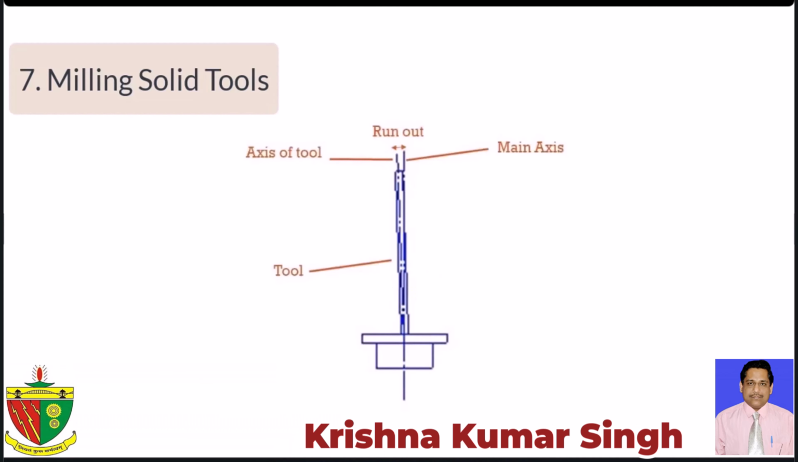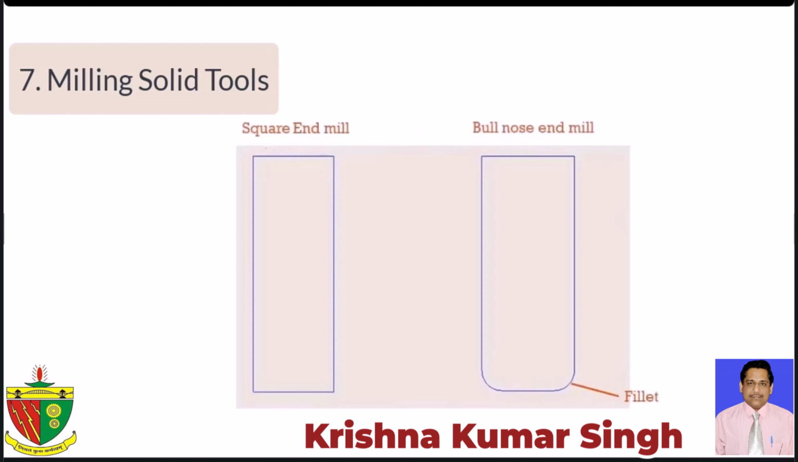Tool runout occurs when the tool's axis is not aligned with the machine's main axis, usually the Z axis. This can be caused by a faulty spindle, holder, collet, or a combination of these factors. Generally, a runout of up to 15 microns does not significantly affect tool life, but it might affect the quality and tolerance of machined parts.